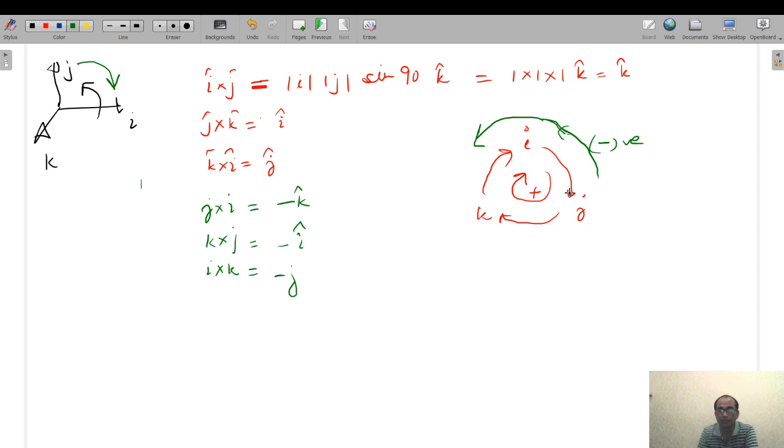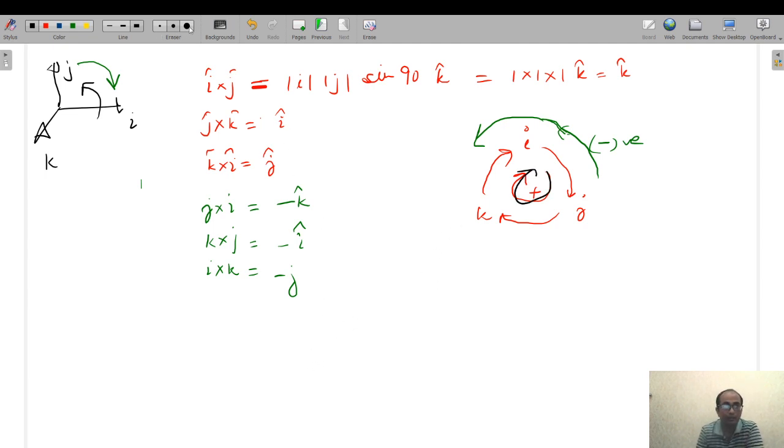I cross j is k, k cross I is j, j cross k is I. But in opposite sense if you move, j cross I is minus k. See, j cross I is minus k. So if you move in anti-clockwise direction, you will get minus values. If you go in clockwise direction, you get what? Plus values. So this you must remember. Okay.